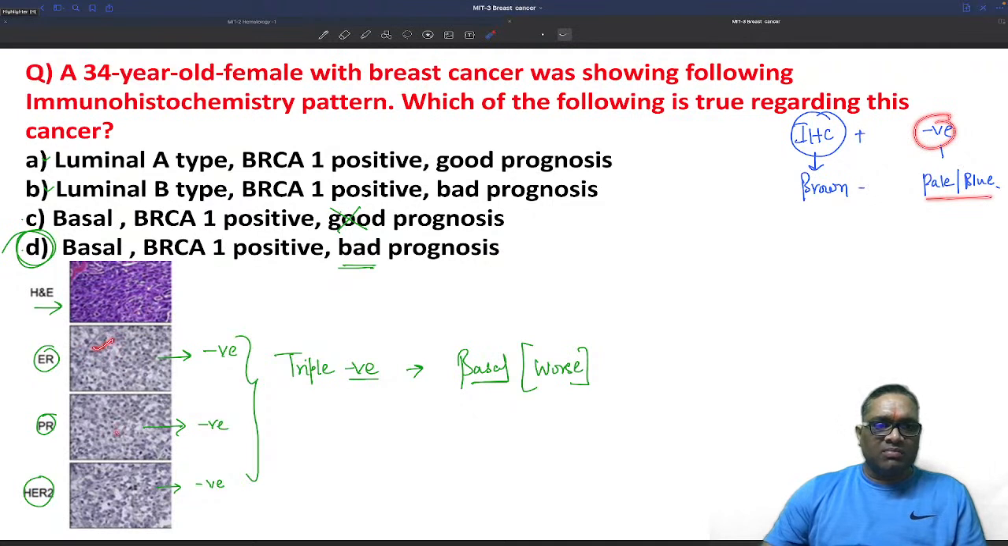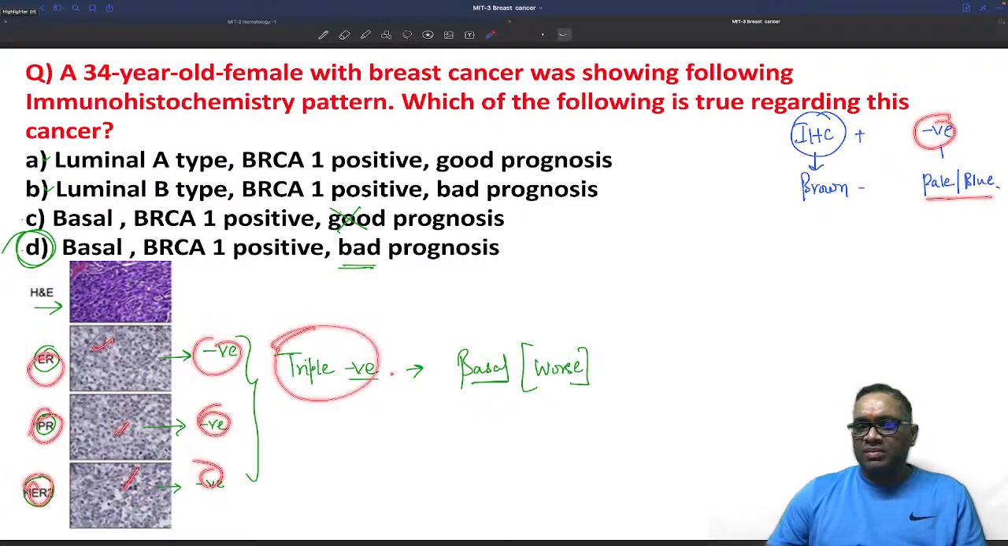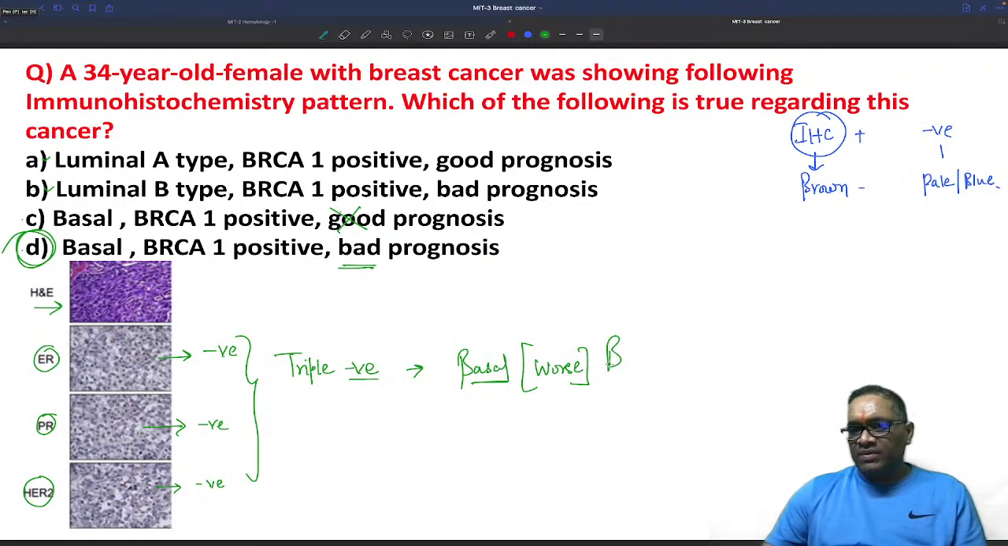So here you are seeing pale blue. So these are all negative, negative, negative. ER negative, PR negative, HER2 negative, all three negative. So it will be called triple negative. And triple negative is basal cancer, and they will be having worse prognosis, and they are also having association with BRCA1 mutation. So answer is D.